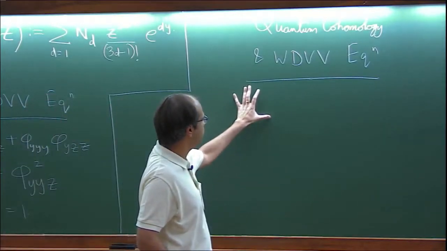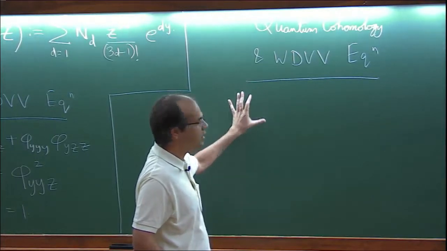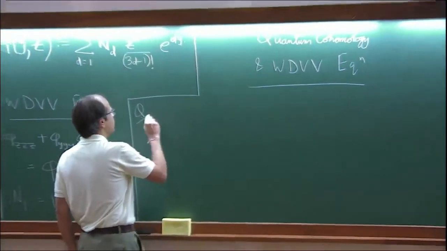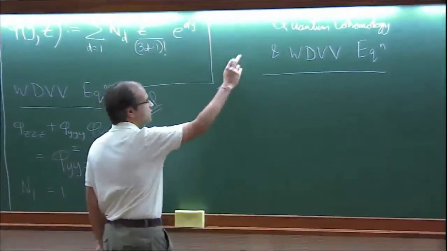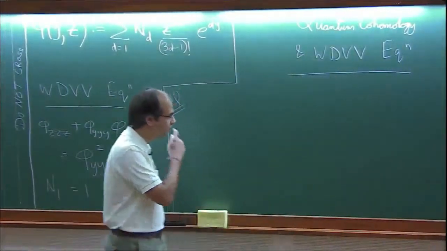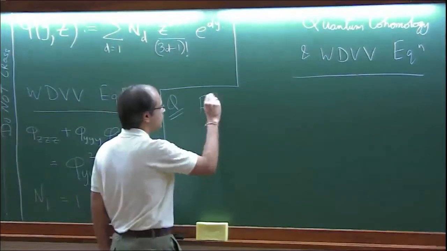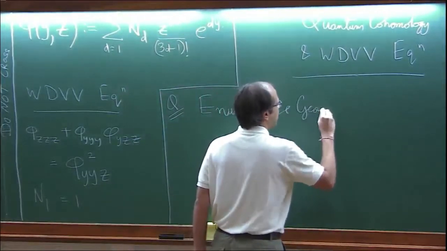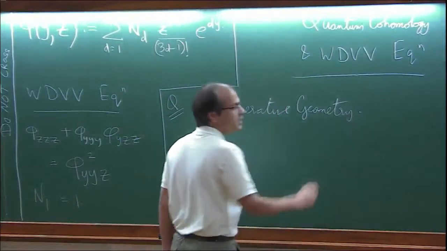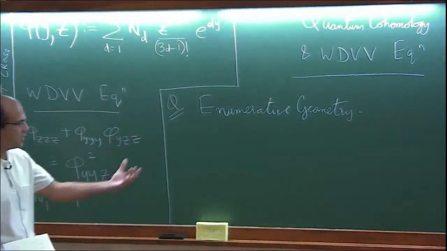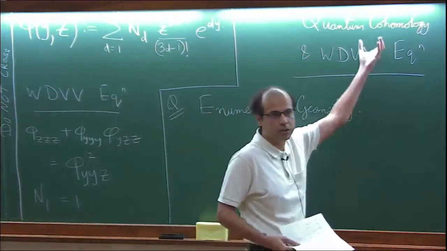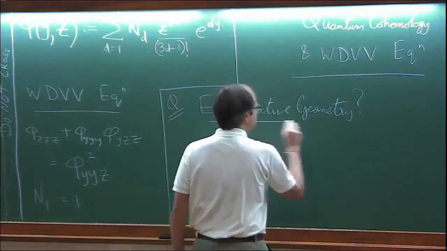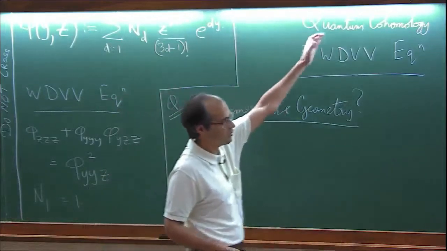The basic guiding principle will be the following question. My area of research is neither quantum cohomology nor WDVV equation. My area of research is enumerative geometry. I'll talk about a specific enumerative geometry question, and I'll use that as a guiding tool to motivate all these words I've used here. So what is enumerative geometry? Let me first explain this, and after that I'll start with the main topic.